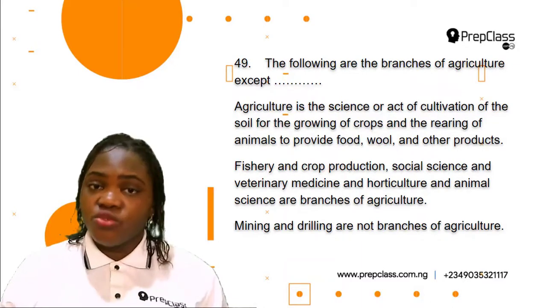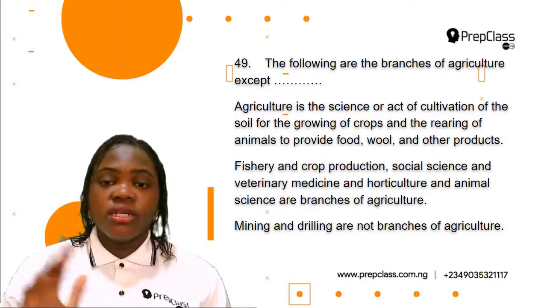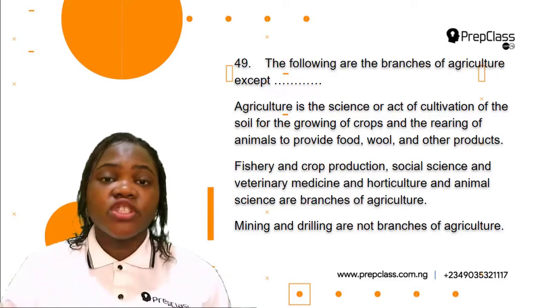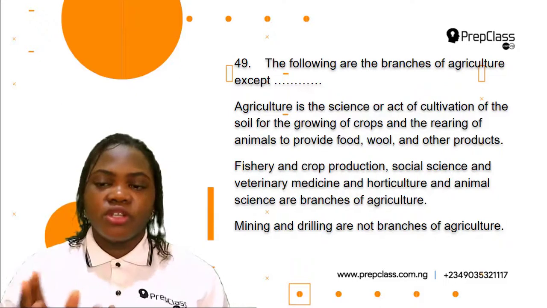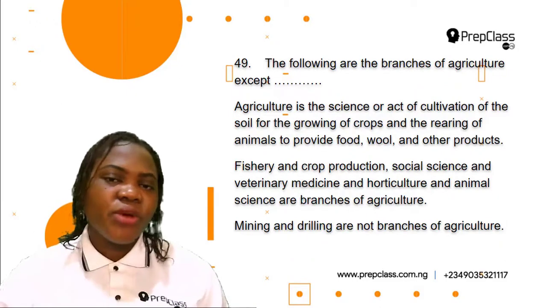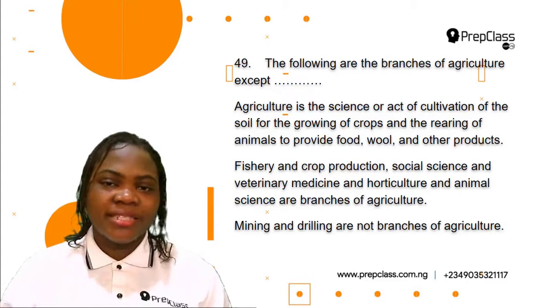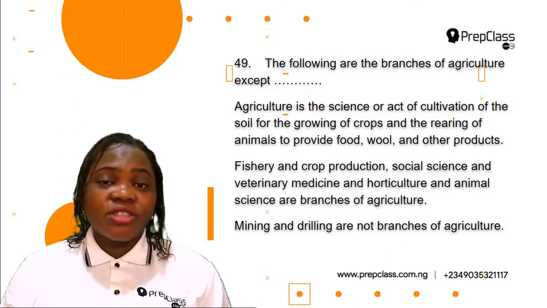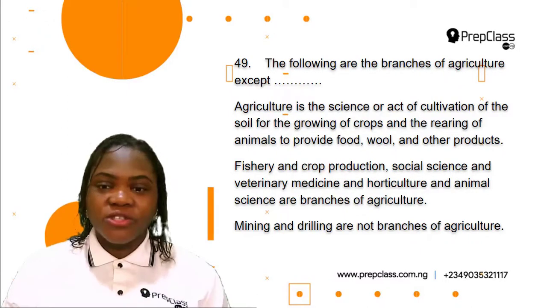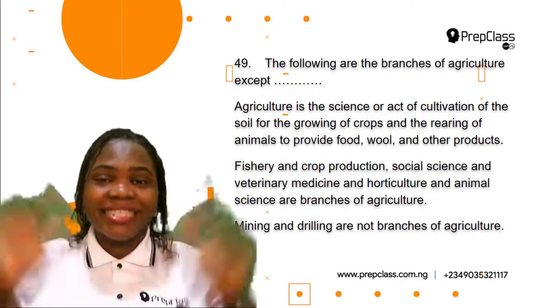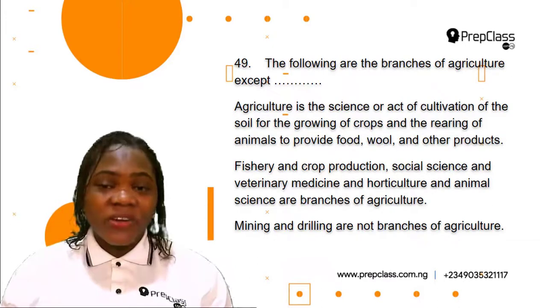So fishery has to do with fish production, then crop production has to do with cultivation of the soil for the growing of crops. Okay, so fishery and crop production are branches of agriculture. Social science is also a branch of agriculture. Do you know that? An example is agricultural economics. This deals with the economic problems in agriculture. So social science is a branch of agriculture.